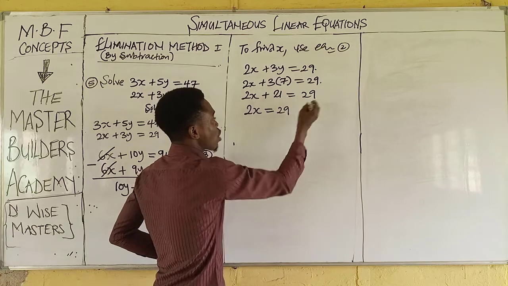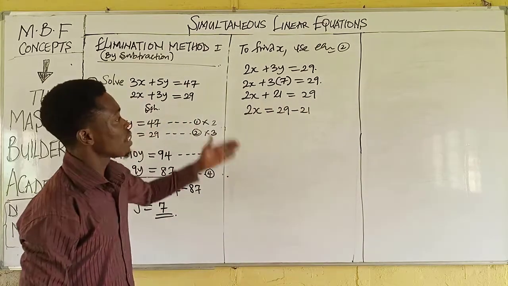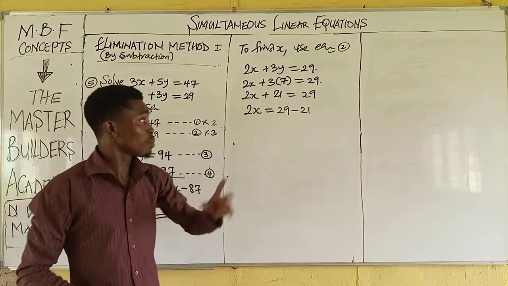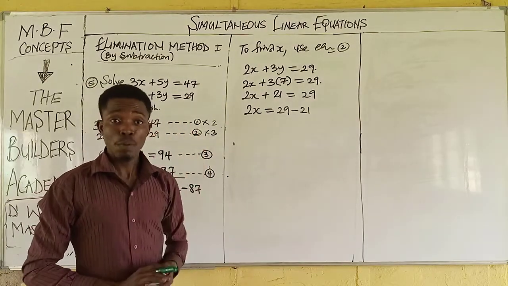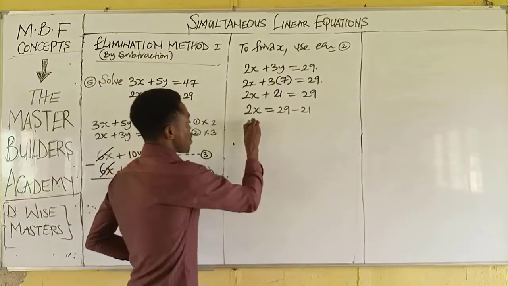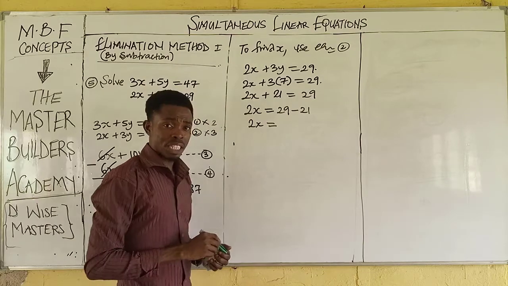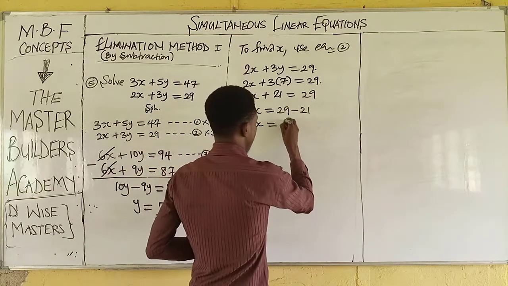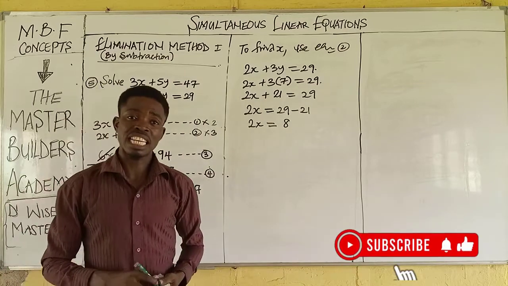Now, as plus 21 crosses, it becomes minus 21. Don't forget that any time any particular number crosses from the left hand side to the right hand side, the original sign must change to the opposite sign. Then this will have given us 2x is equal to, when we remove 21 from 29, guys, this will have given us 8. Then finally, we cannot leave our answer having the coefficient of x greater than 1.